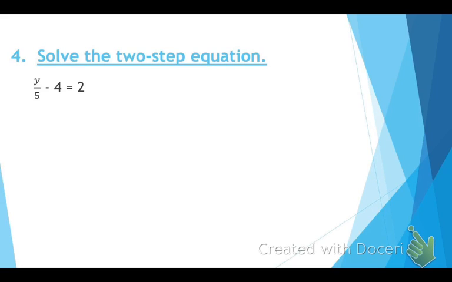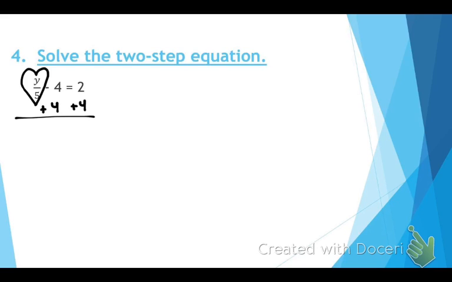Everybody, identify the variable for me on this problem. Y. There are 2 things that are not allowing y to be alone. Help me out. What are they? Divide by 5 and subtract 4. Listen, remember the rule I taught you. If it is attached to the variable, you need to make sure you keep it the longest. All right, so how do I get rid of subtract by 4? Add by 4 to both sides.